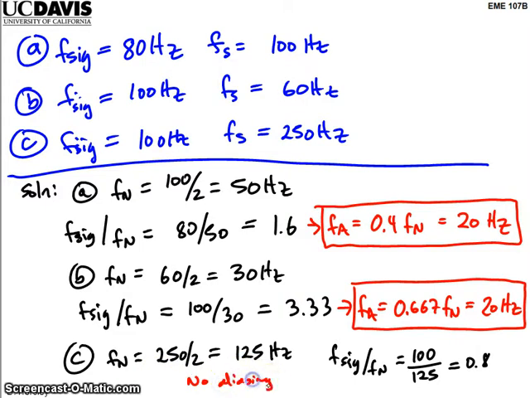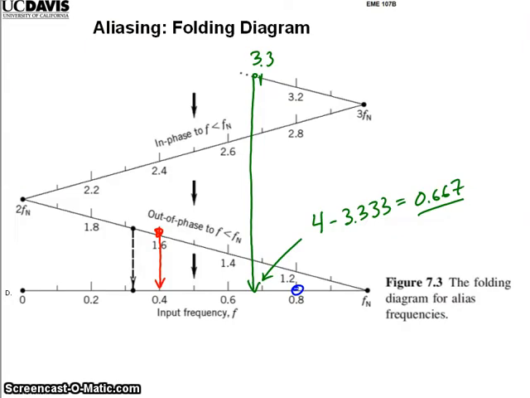Right, because the signal frequency is already below the Nyquist rate. Okay, no aliasing here. So let me go back to this folding diagram and I'll label them. This is B, this is A, this is C. Okay, so that's how you use the folding diagram.